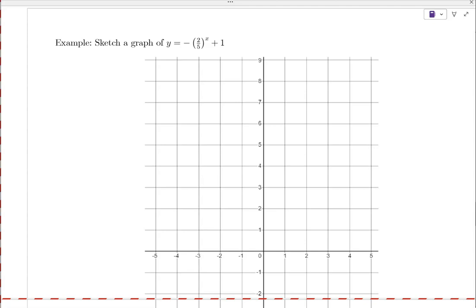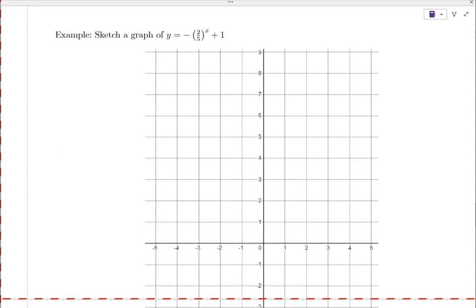Well, this goes to Joshua's question about can we ever flip it? All right, so this one asks us to sketch a graph. This is the same kind of idea that we talked about earlier when we did all the transformations of the graph. So this one we've got a negative of 2/5 to the x plus 1. Looking at this, what do you think you might want to use as your base function, your base graph?